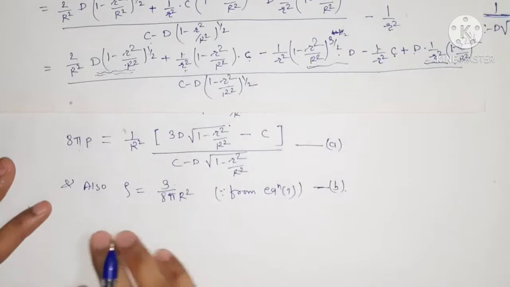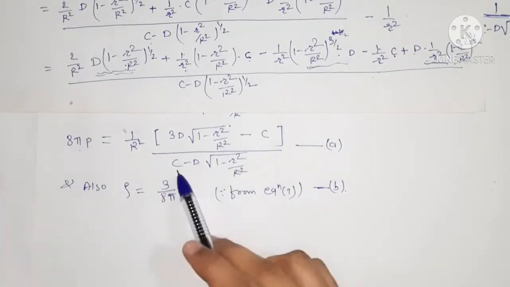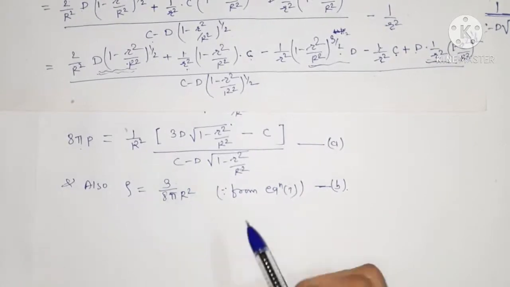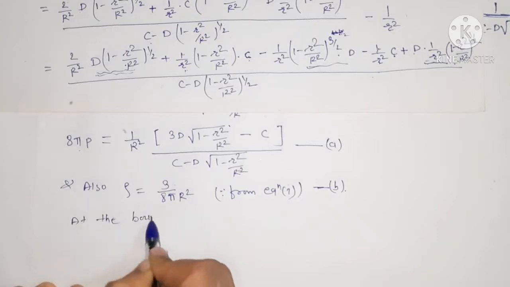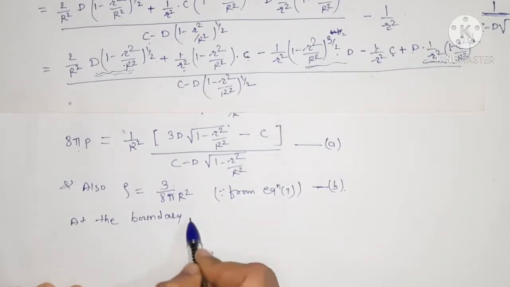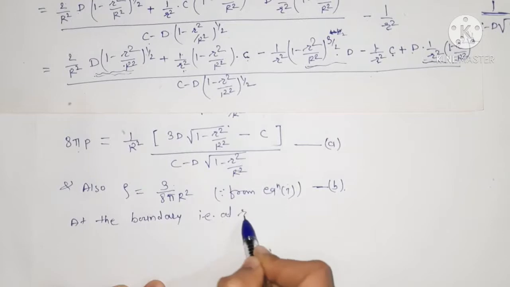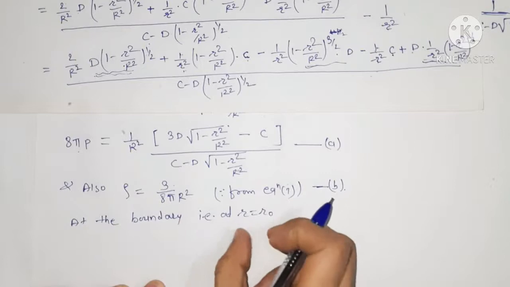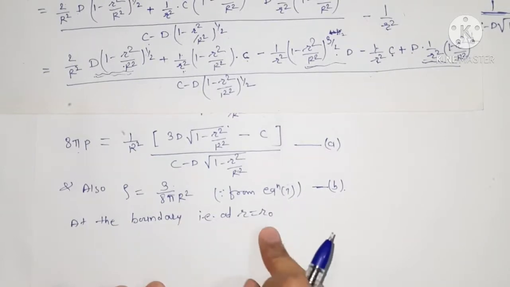We now determine the value of the constants c and d. To determine them, we take the boundary condition, that is, at the boundary of the ball, a spherical ball, or the boundary of the sphere, that is at r equals r0. r0 is the radius we have taken, that is, we are finding the Schwarzschild interior solution inside the radius r equals r0.